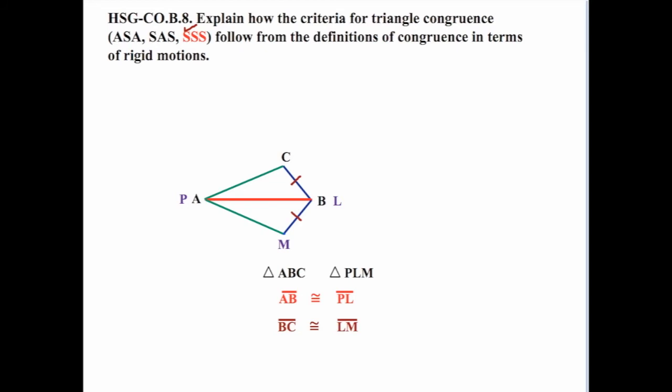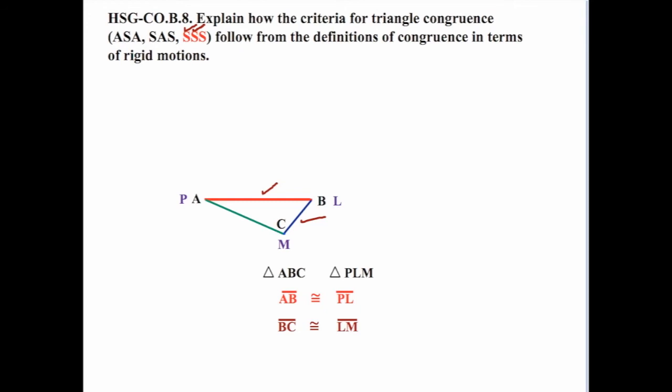Now we need to look at our second segments, in this case BC and LM, not overlapping, so we're going to have to do something to get that to happen. So we need to reflect segment BC across segment AB, or some people might want to call that segment PL. It's the same segment that at this point they're overlapping. So let's go ahead and reflect it across that segment, and here's the result.